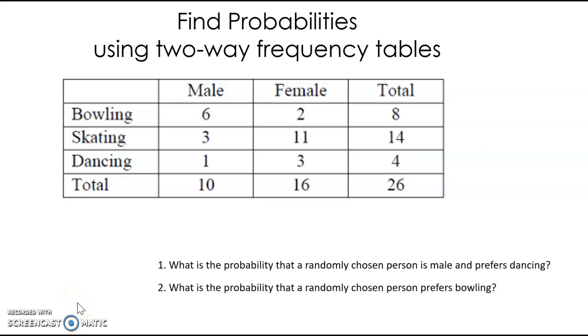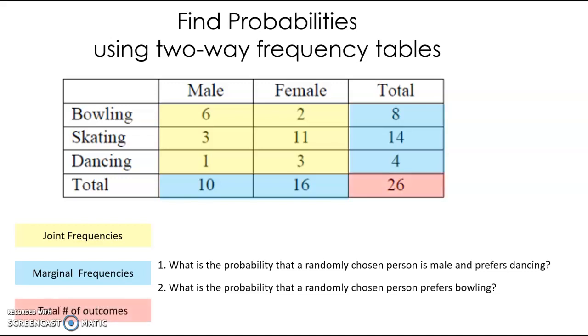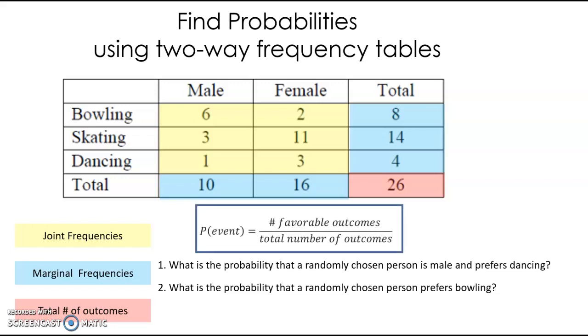Today we're going to find probabilities using two-way frequency tables. A table like this that displays data in rows and columns is called a two-way frequency table, where the middle cells represent joint frequencies and the bottom row and right column represent marginal frequencies. The lower right cell represents the total number of outcomes in your two-way table.